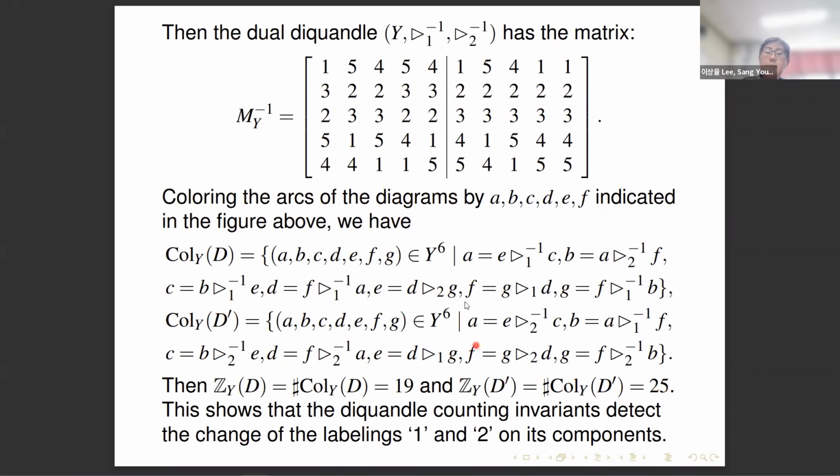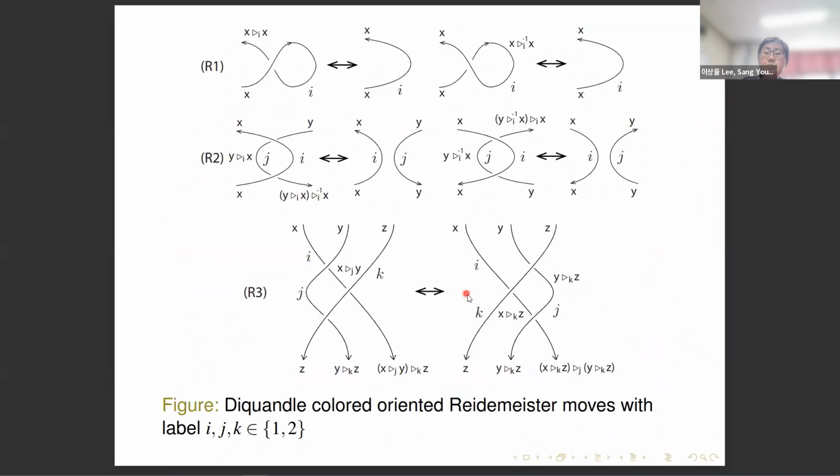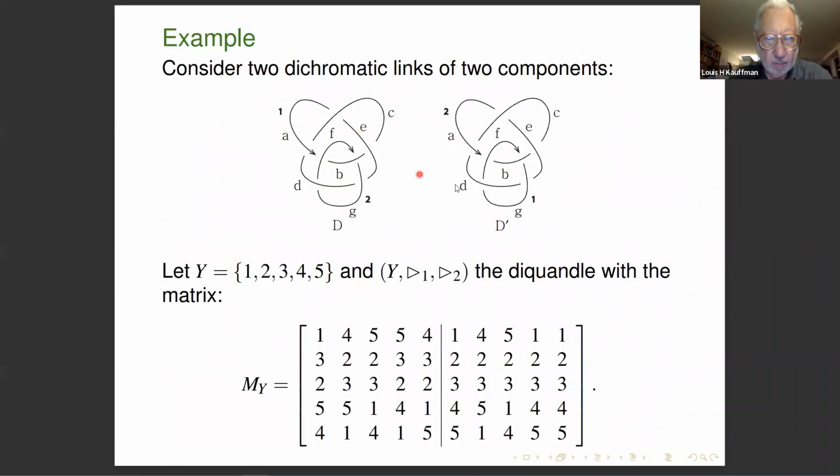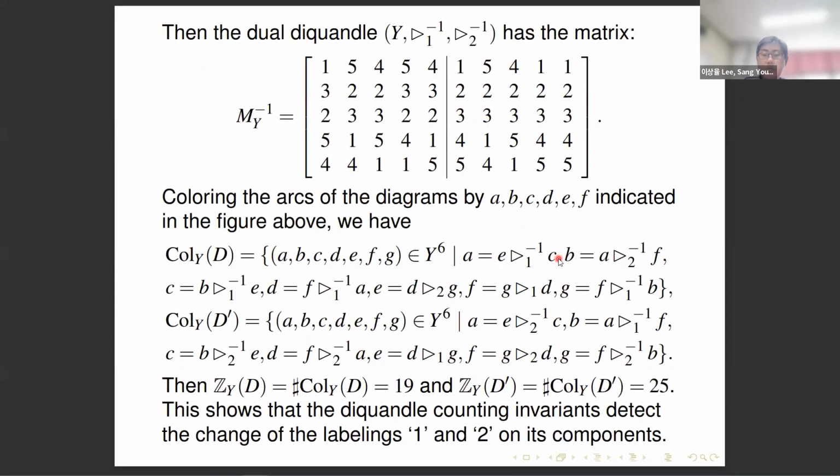So these 2 dichromatic links are not equivalent. Actually, this example shows that the diquandle counting invariant detects a change of the labeling 1 and 2 on each component.